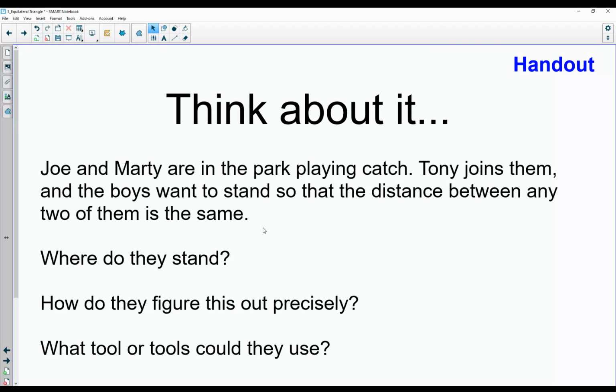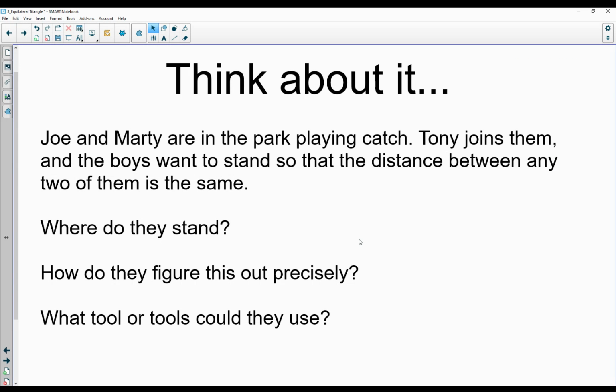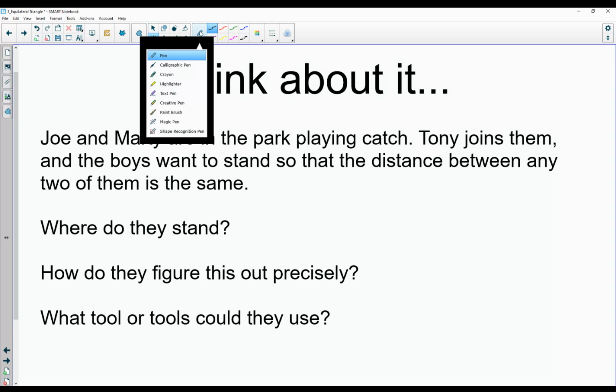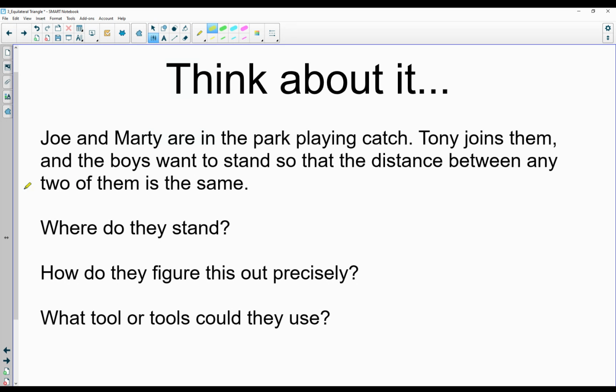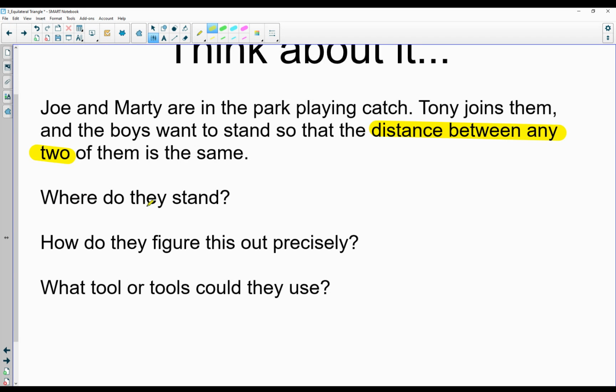All right, so here's the situation that you're going to think about. We have Joe and Marty. They're in the park playing catch. A third friend, Tony, comes to join them, and the three boys want to stand so that the distance between any two of them is exactly the same. So if you actually think about having a catch, how would they stand? The distance between any two of them has to be the same. So where do they stand? Where do they form? Pause this, take a second, think about it.